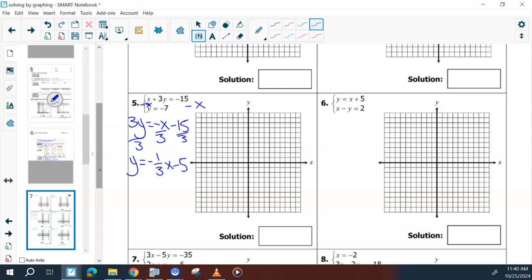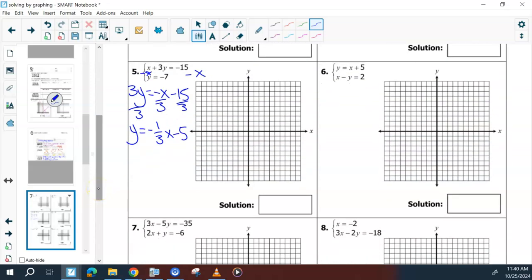And then we can go ahead and graph that one. Starting at -5. And then slope is -1/3, so go up 1, left 3, as many times as possible. Once you have all of your points, go ahead and make your line.